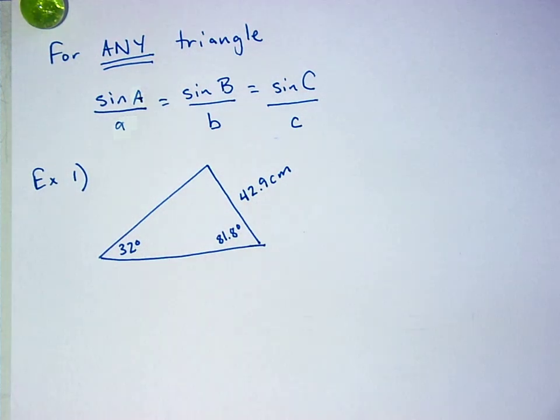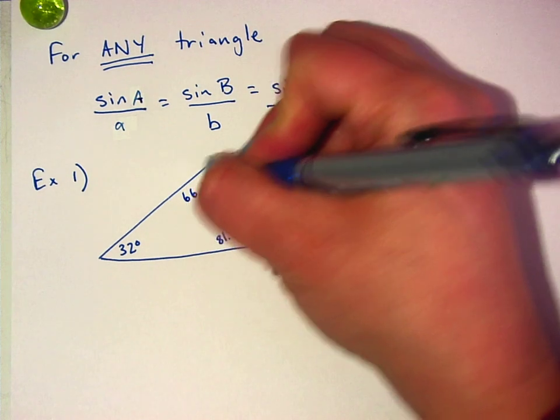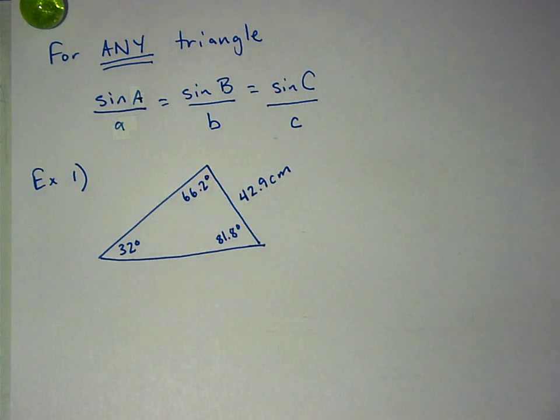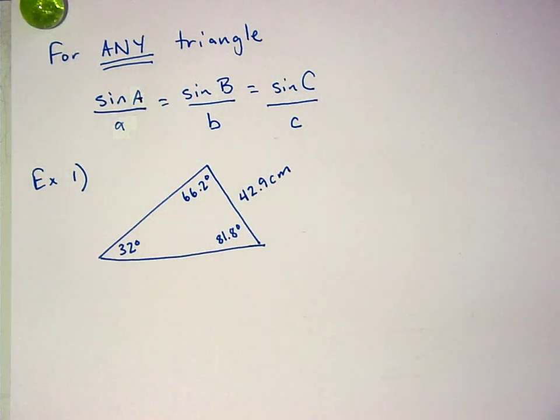Everybody have their calculator? Okay, what should we do first? You can finish the interior angles. Right, they add up to 180, so in my calculator I'm taking 180, and I'm subtracting 32, and then subtracting another 81.8. And I got about 66.2. Is this a right triangle? Nope. Also, it doesn't look like I even drew it to scale, does it? That doesn't look like almost 90 degrees, but it is what it is.